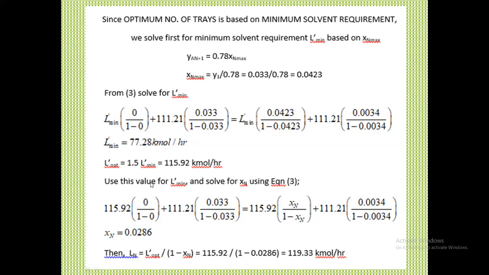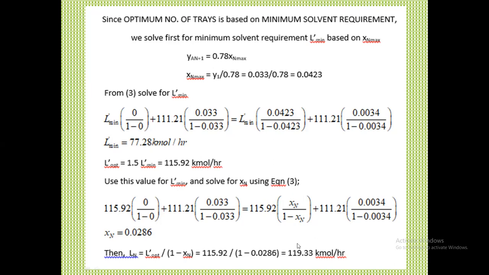Now use this value for L prime optimum and solve for X sub n using equation 3. Equation 3 is your overall component balance equation with the inert strips. So you have the L prime optimum, which is 115.92, and you will replace the L primes here by that amount. The V primes are the same. Your purpose here is to determine the new X sub n, which you will use in determining the number of stages.